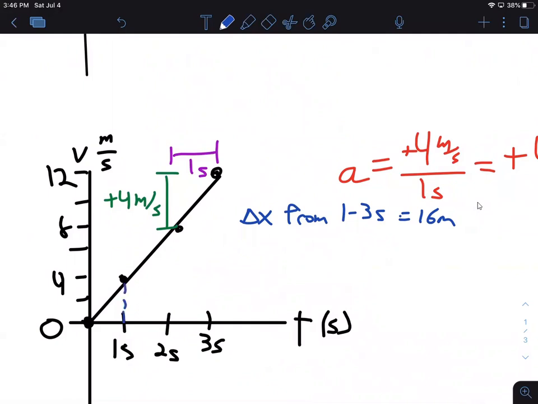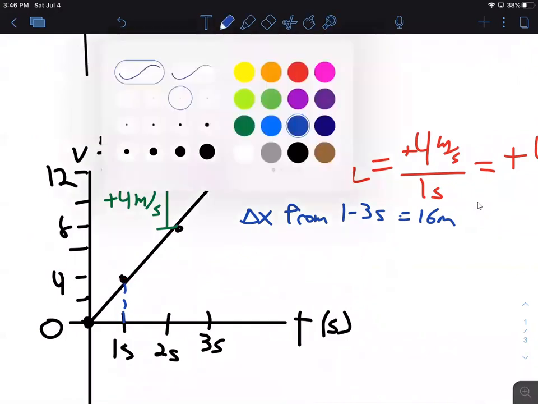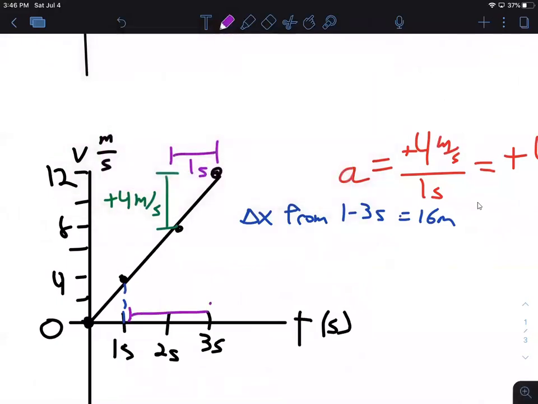Now this is not a rectangle like it was before. I can't just do 4 meters per second times the base here, which would be 1 to 2, 3 seconds, right? That's a change of 2 seconds. I can't just do 4 times 2 because this object is not going at 4 meters per second for those 2 seconds. At the very start it is, but then it's going faster. So 4 times 2, 8.